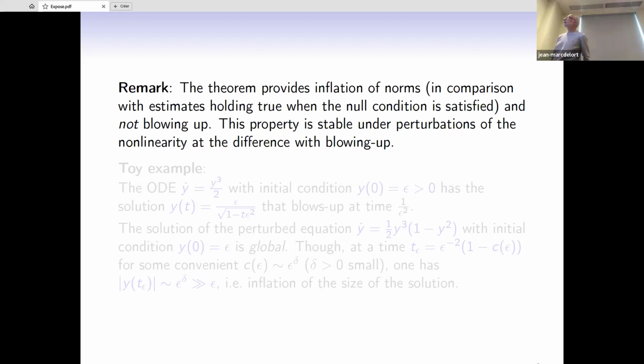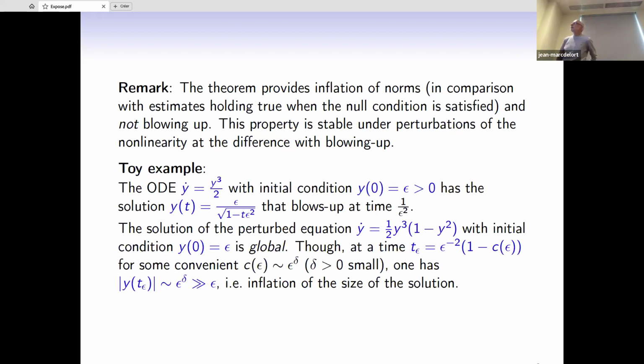So the point is that the blowing up property is not expected to be stable under perturbations of the nonlinearity, at the difference with norm inflation. And let me explain this on a very simple toy model. Let me consider the ODE, y dot equals y cubed over 2, with initial condition y of 0 equals epsilon positive. So the solution y of t equals epsilon over the square root of 1 minus t epsilon squared blows up at time 1 over epsilon squared.